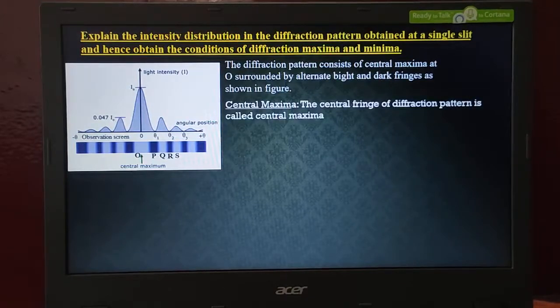The central fringe of a diffraction pattern is called the central maxima. Actually we know that the central fringe of the diffraction pattern is called the central maximum. The secondary wavelets emerging from various points in the slit meet at O with zero path difference.